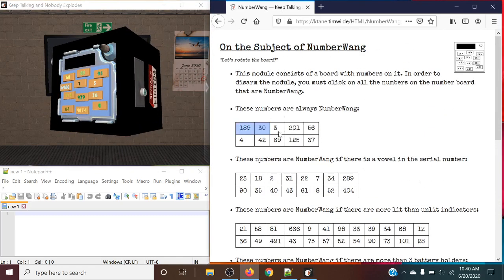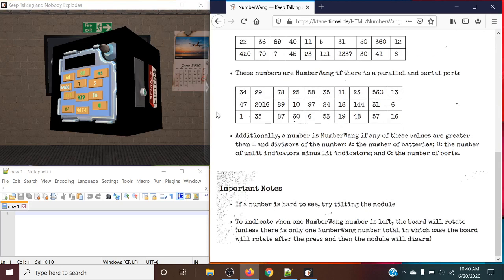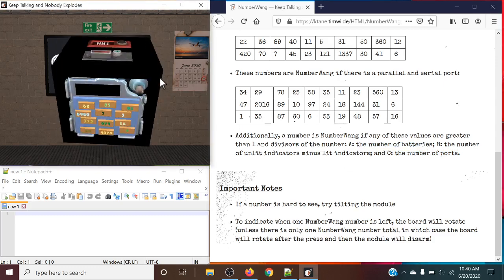So, we're going to be looking at just these 10 numbers, and also a little rule that we have to pay attention to down here. Additionally, a number is NumberWang if any of these values are greater than 1 and are divisors of any of the following numbers, whether that be A, the number of batteries, B, the number of unlit indicators minus lit indicators, and C, the number of ports. Only one of the rules has to apply for the divisible rule. So let's actually check off those numbers.